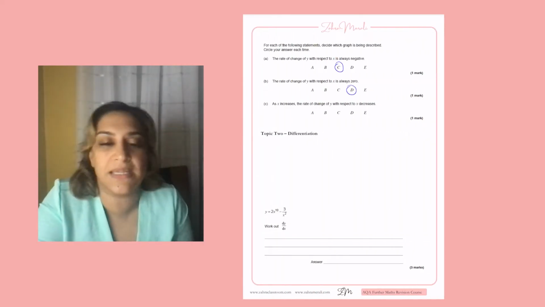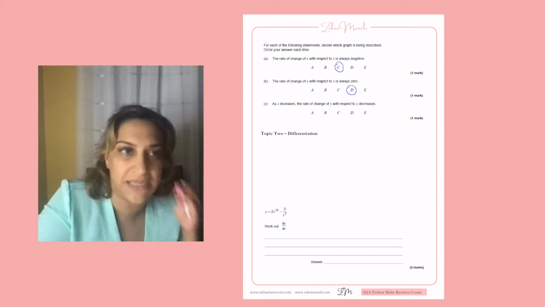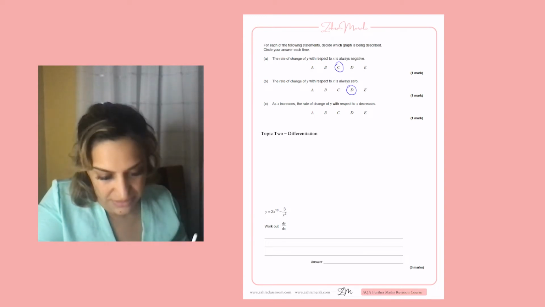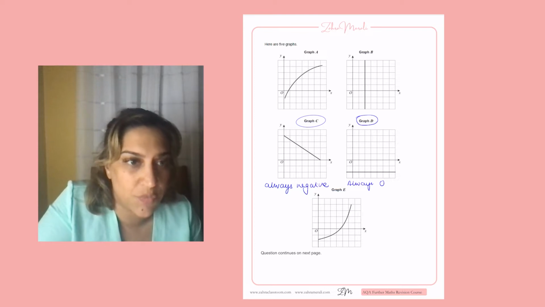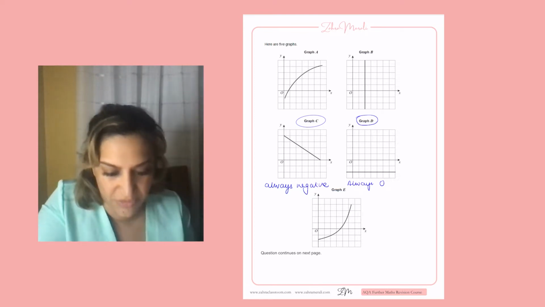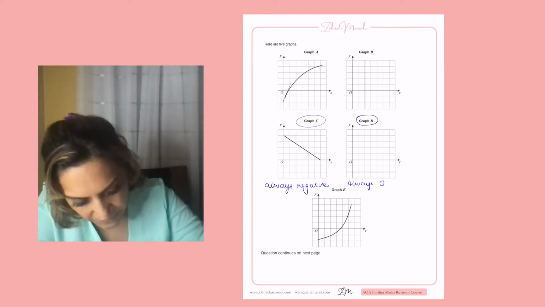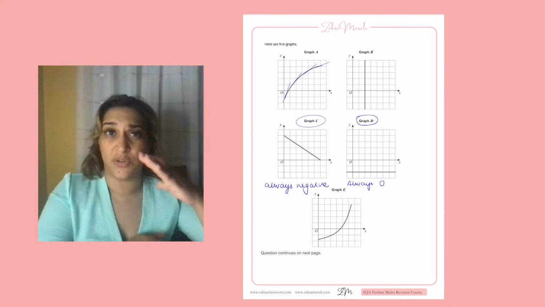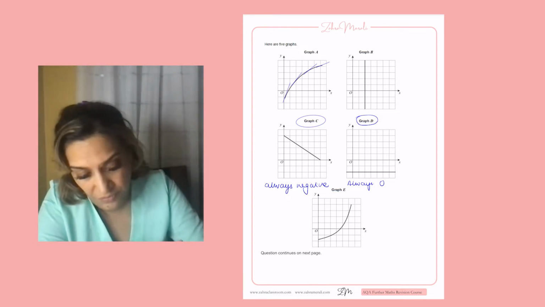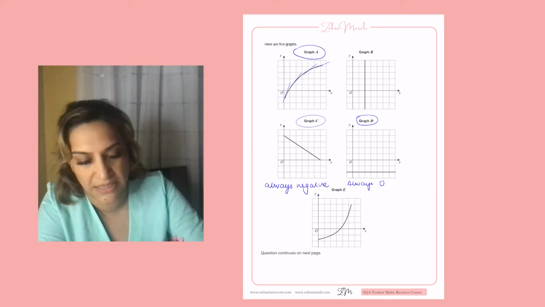And the last bit says, as x increases, the rate of change of y with respect to x decreases. So we're saying as x goes up, the rate of y decreases, so the gradient decreases. Now when we've got a curve and we want to think about the gradient, we're just going to think about the tangent at lots of different points. Now if we have a look, we start off with a steep line over here, and it's less steep and less steep. So the answer here would be A.